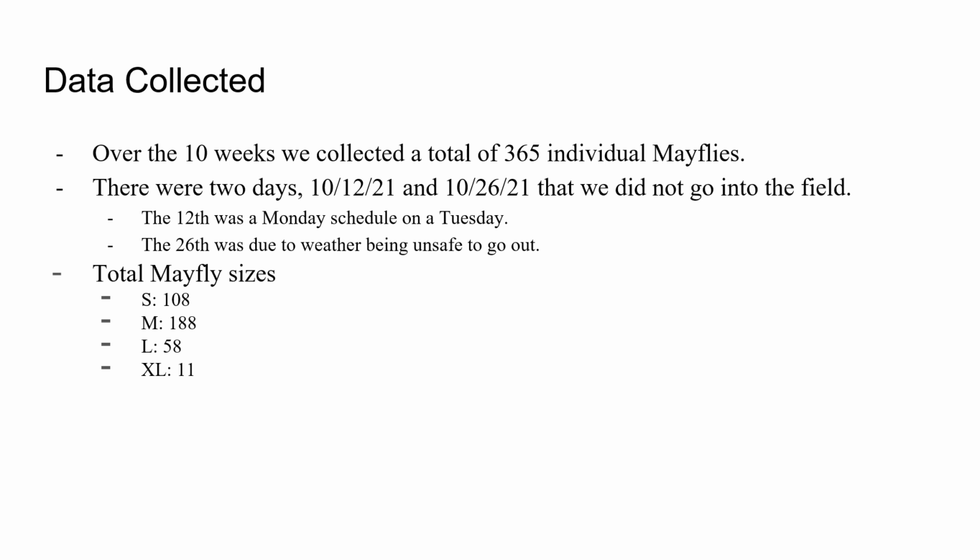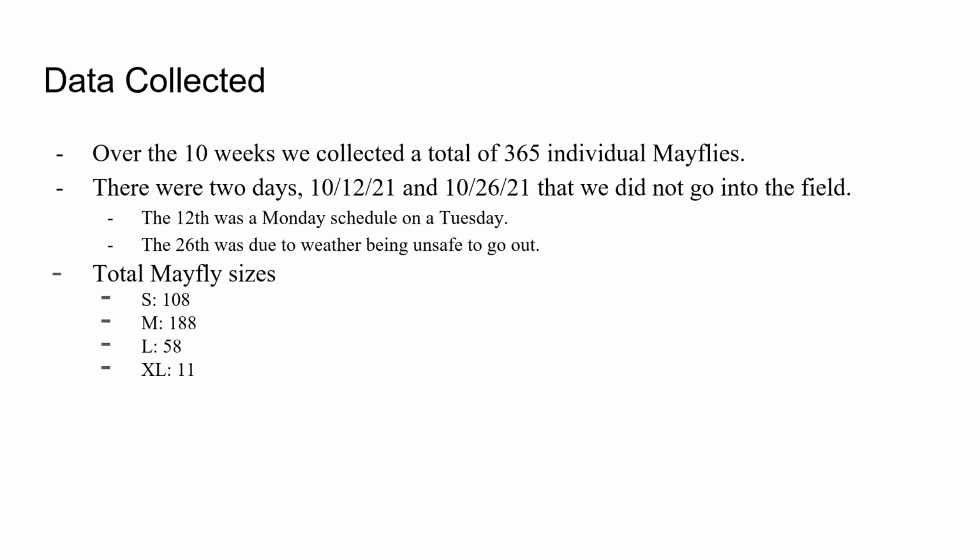On November 2nd, in our kick net, we had 1 small, 5 medium, 3 large, and 0 extra large. In our serber net, we had 8 small, 34 medium, 4 large, and 0 extra large, for a total of 55. On November 9th, in our kick net, we had 7 small, 13 medium, 12 large, and 3 extra large.